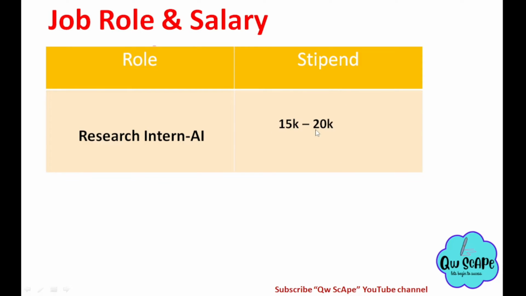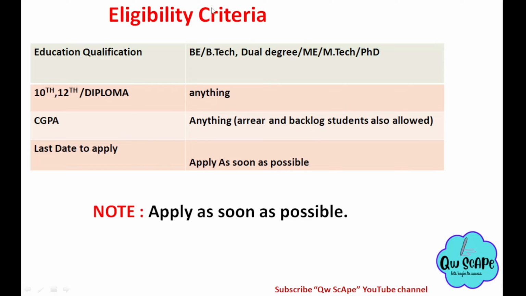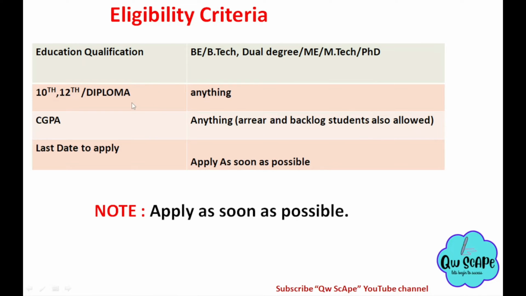Now coming to eligibility criteria, you should be pursuing your BE, B.Tech, ME, M.Tech or PhD. There is no criteria for 10th, 12th, and no criteria for CGPA. If you have arrears and backlogs also, you are allowed for this internship. They have not mentioned a last date for applying, so I suggest you apply as soon as possible because this hiring can close at any time.